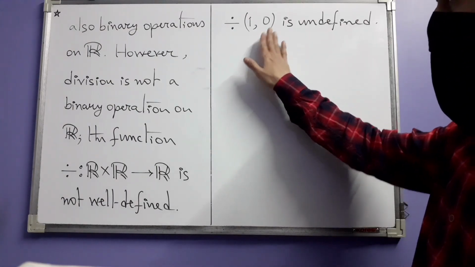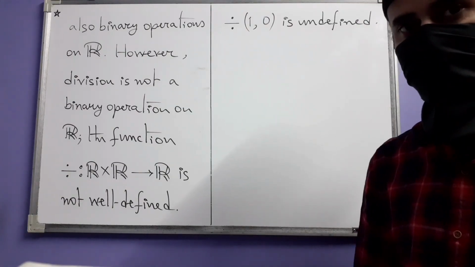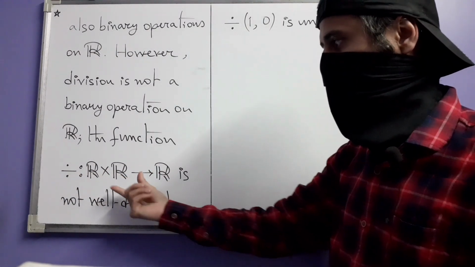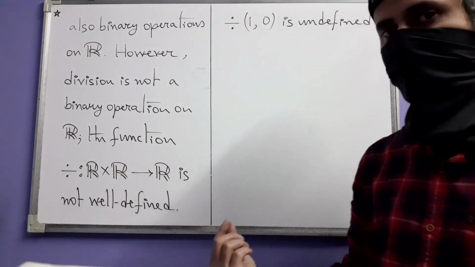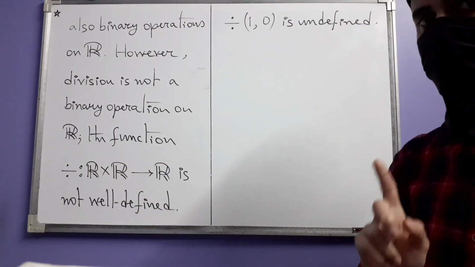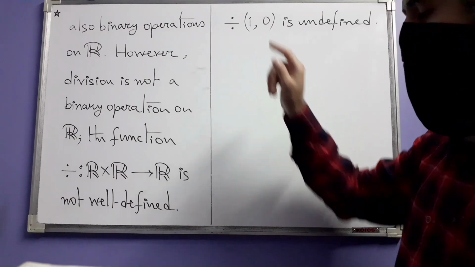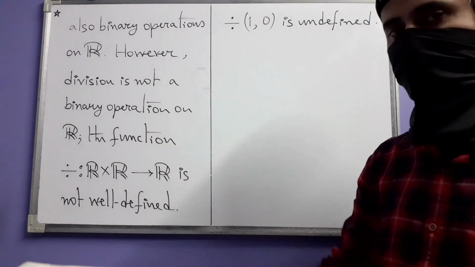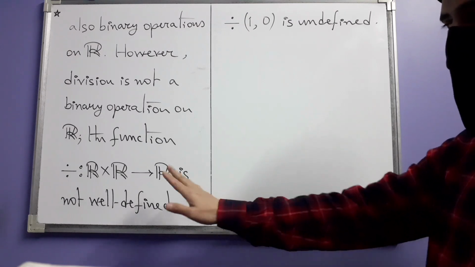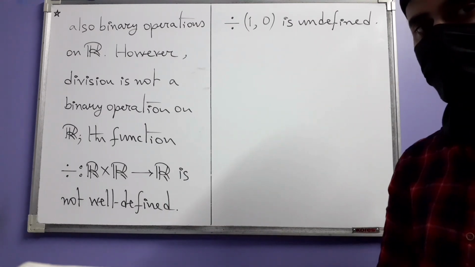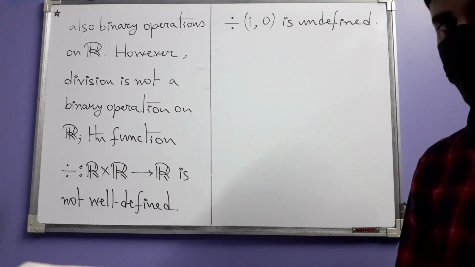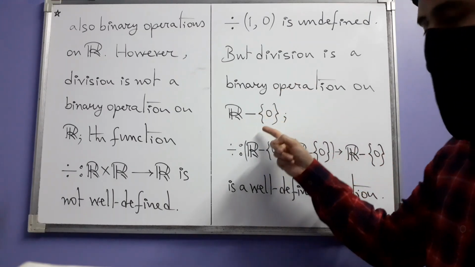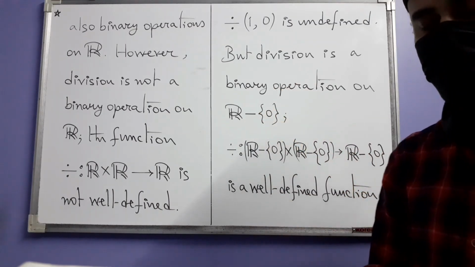Those inputs which have their second coordinates equal to 0, they do not have any output. But for it to be a function, every input needs to have an output, and that output needs to be unique. But such inputs do not actually have any output. So there itself it fails to be a function. So division is not a binary operation on R, but there is something else. But division is a binary operation on the set of all non-zero real numbers.